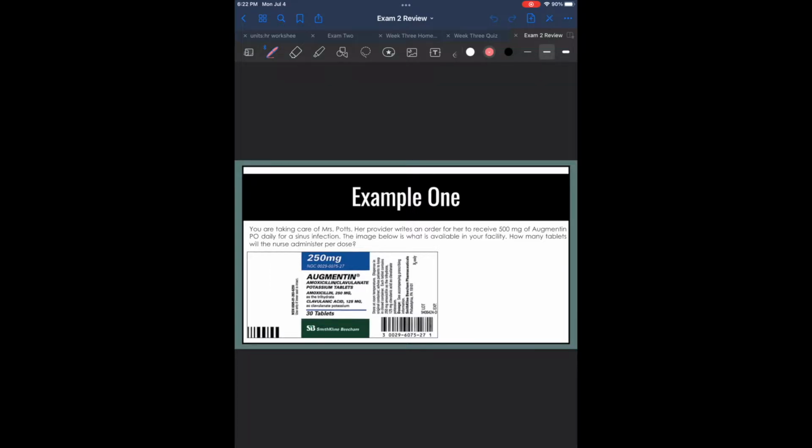So, looking at example 1 here, we're caring for Mrs. Potts, and her provider writes for her to receive 500 milligrams of Augmentin PO daily for her sinus infection. This label right here is what we have available in our facility to use, and our question's asking us how many tablets the nurse will administer per dose. So looking at our label, we see that these are 250 milligram tablets. So we could write here 250 milligram tablets.